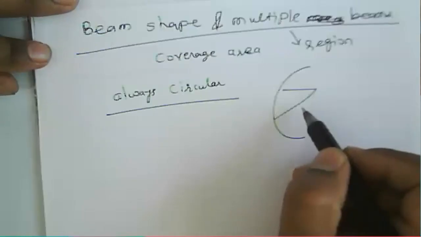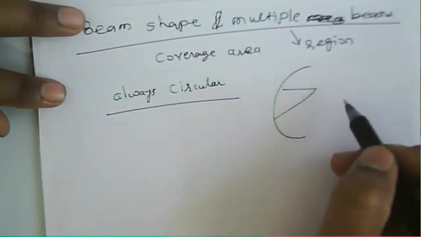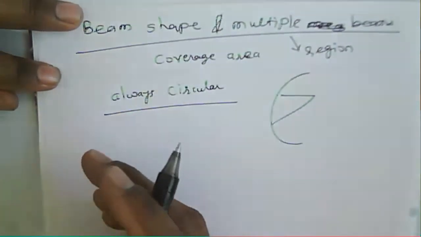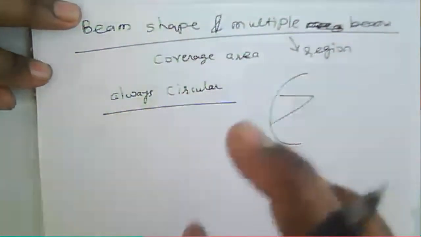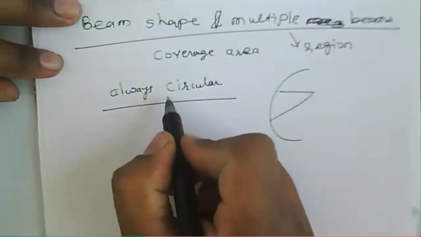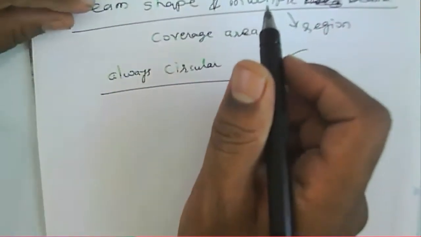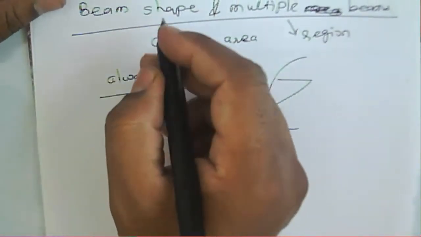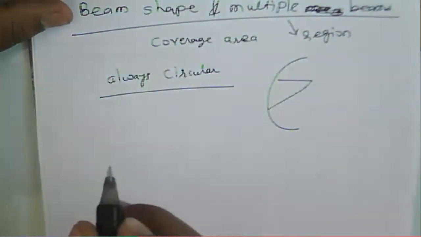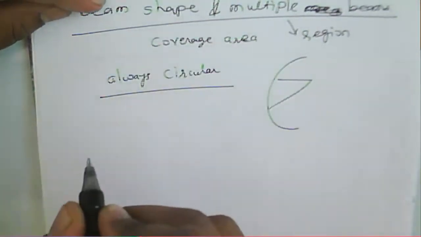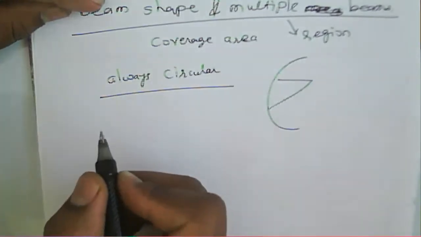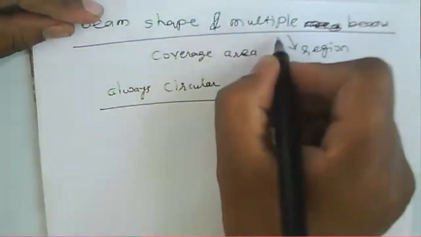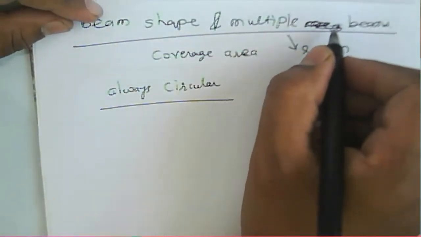If we consider a horn antenna, it produces a non-circular shape of the beam. So according to the type of antenna, we get a specific shape of the beam. It depends totally on how your signal radiates from the antenna. According to that, we get various beam shapes, or various beams of the antenna.